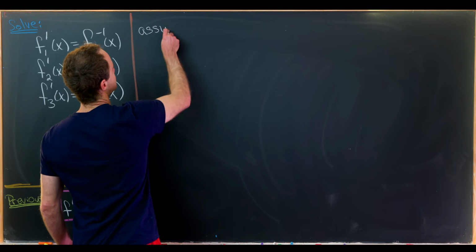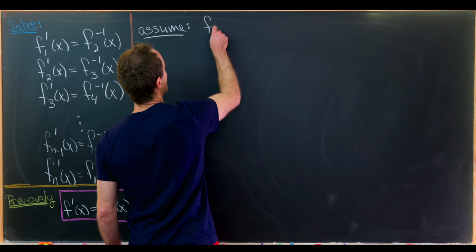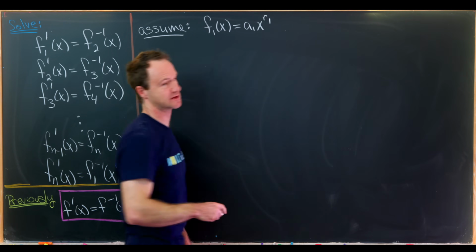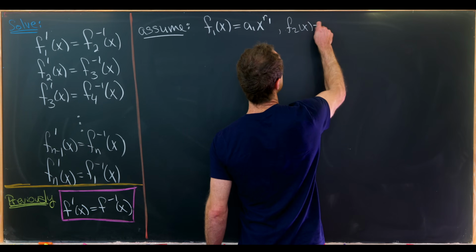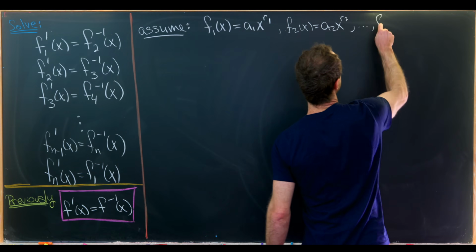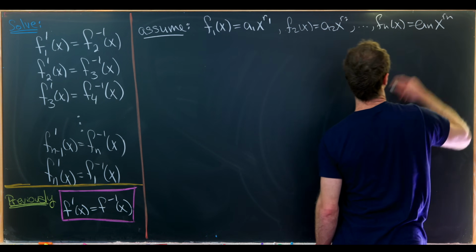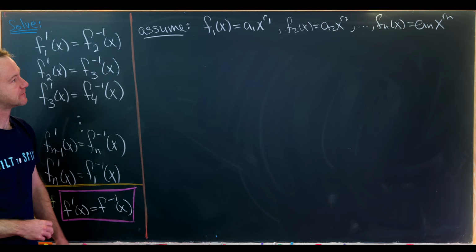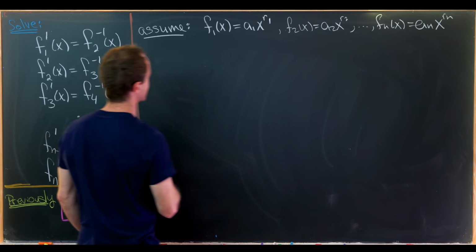So let's assume that we have a solution which I'll call f1 of x equals a1 x to the r1, so it's like a power function, and then f2 of x is equal to a2 x to the r2, all the way up to fn of x is equal to an x to the rn, where these ai's and ri's are just numbers. Okay, great. And now let's impose these conditions over here.